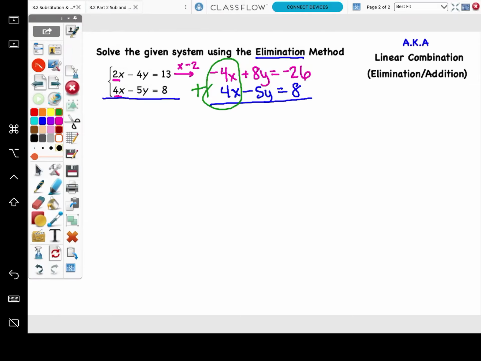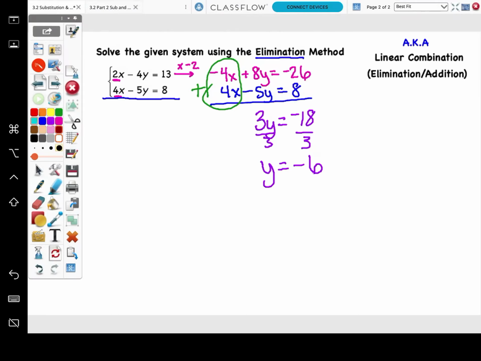because notice here I have a negative 4x and a positive 4x. So when I add those two together, they will cancel out or eliminate. Okay, so I have successfully eliminated x. That's a great idea. 8y plus a negative 5y should be 3y, and negative 26 plus 8 is negative 18 if I did my math correctly. And then we solve. Divide by 3, divide by 3, y equals negative 6. So we're halfway to an answer. That's a great sign. We got a negative 6.